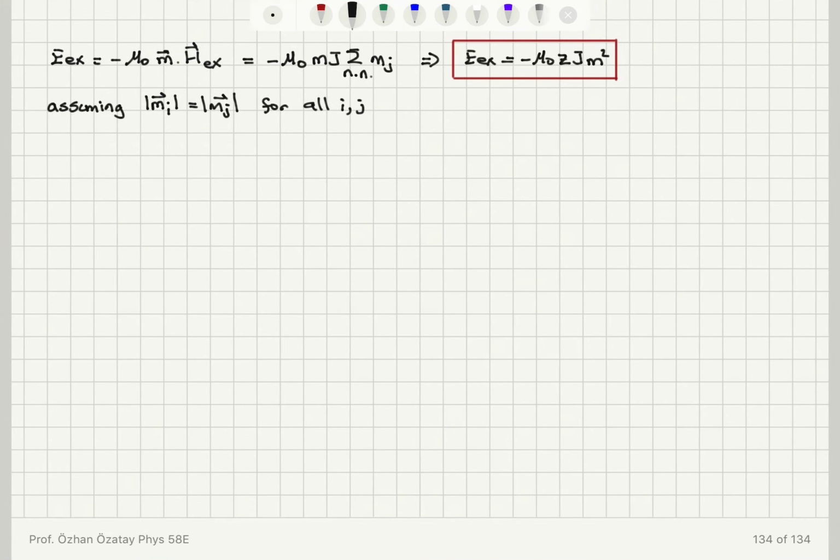So if I write the exchange energy as minus mu 0 m dot H exchange, where H exchange is given by the sum over nearest neighbors of Mj times the coupling constant J, then provided that they point in the same direction, assuming ferromagnetic alignment, for example J is positive, I would get minus mu 0 Z J m squared for the exchange energy, provided that the magnetic moment per atom is the same for all atoms. That means I have identical atoms in the lattice.